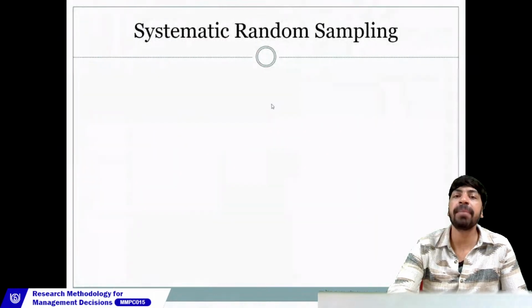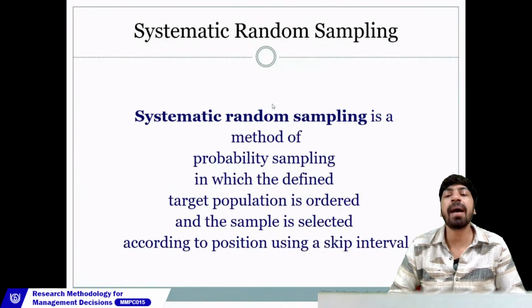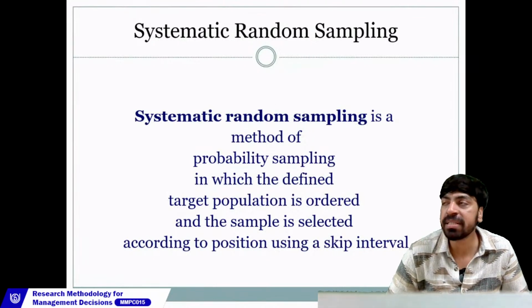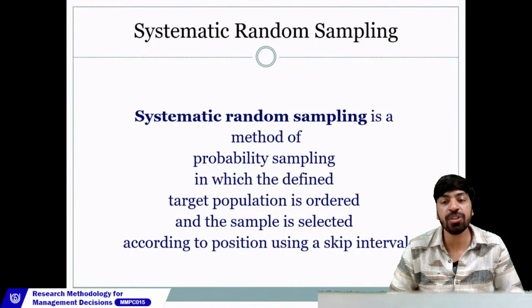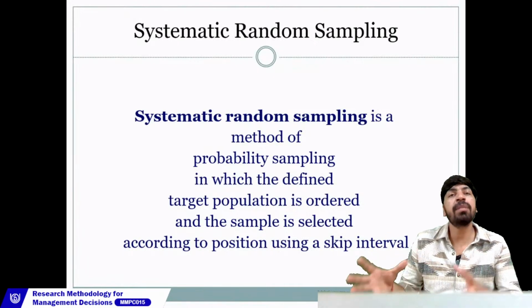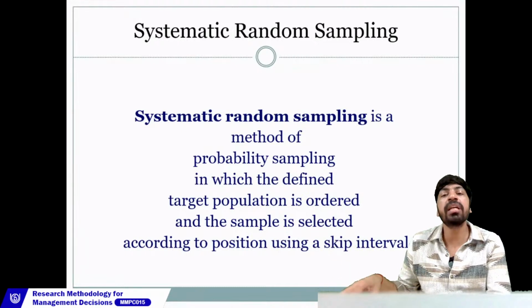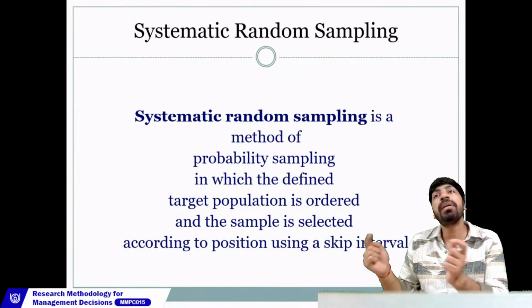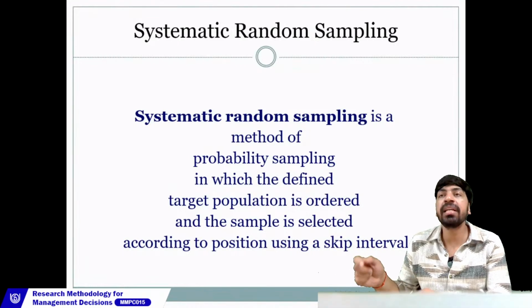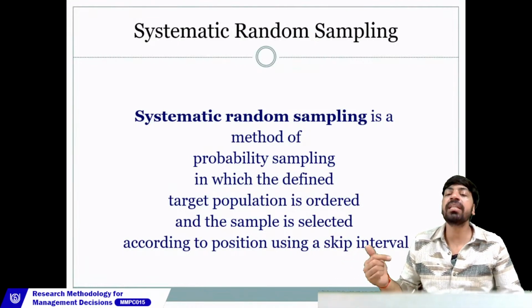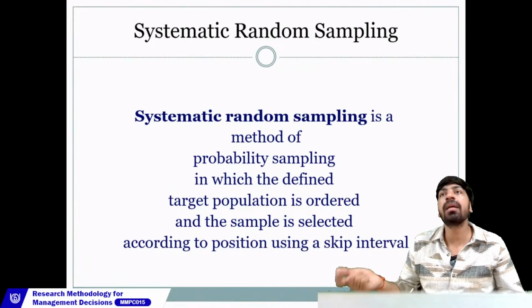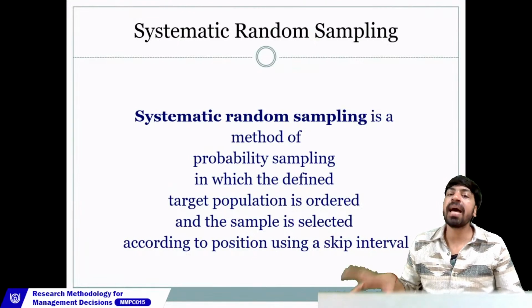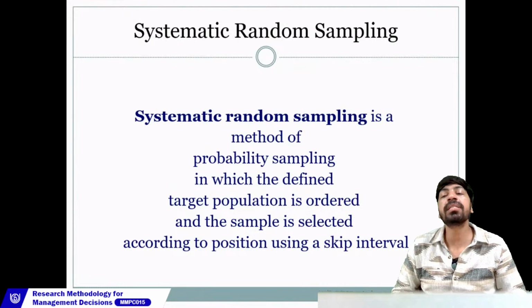Systematic random sampling technique. Systematic random sampling is a method of probability sampling in which the target population is ordered. So the target population is arranged in order, and then the sample will be selected based on the position using the skip interval. Skip interval is a reciprocal, or a process of dividing the population by the sample size. That's called the skip interval.